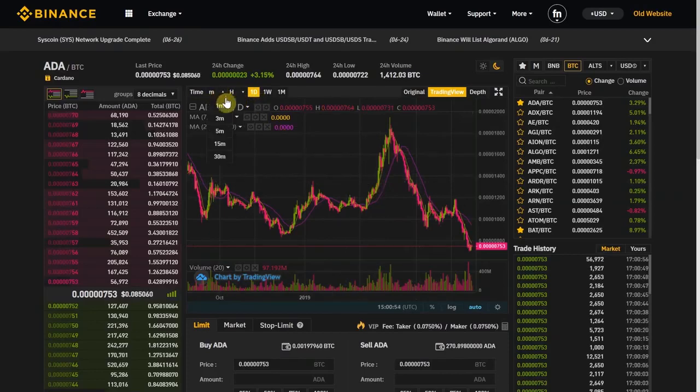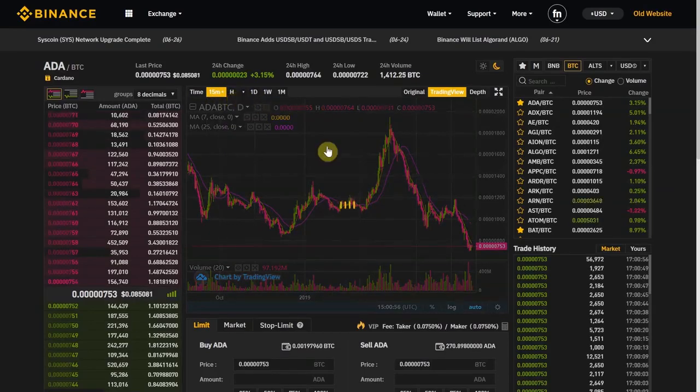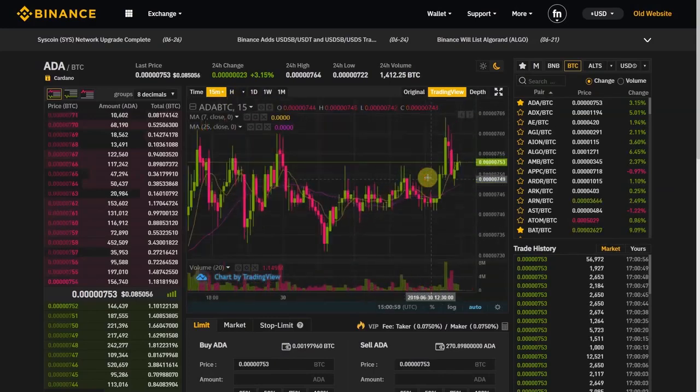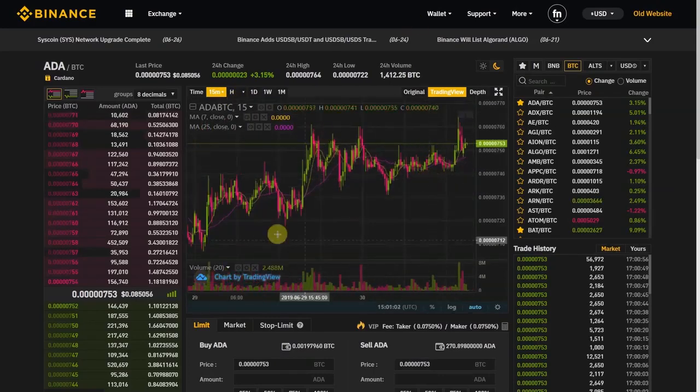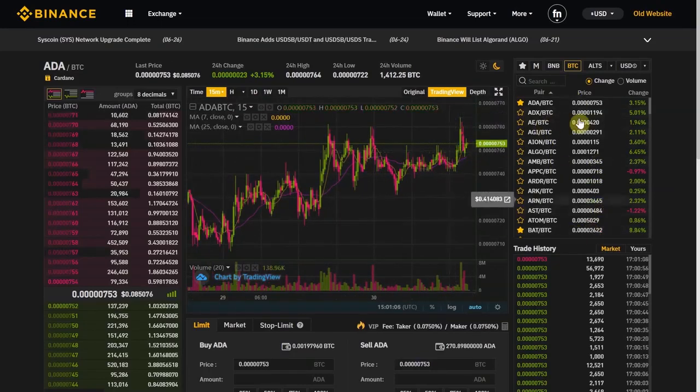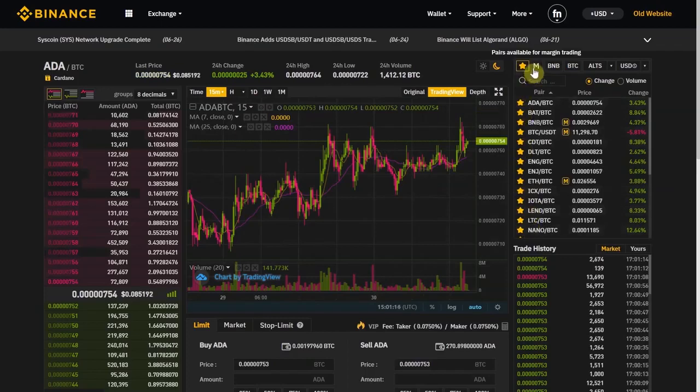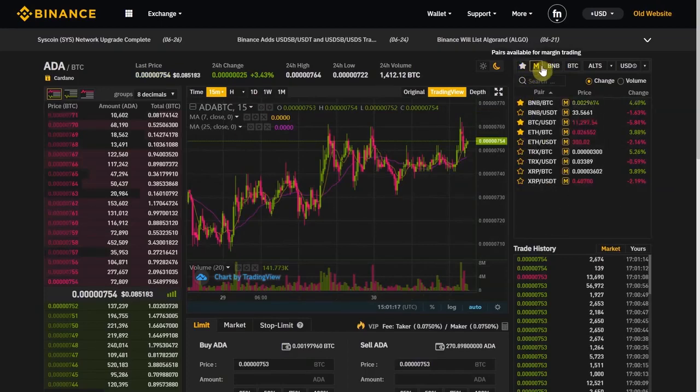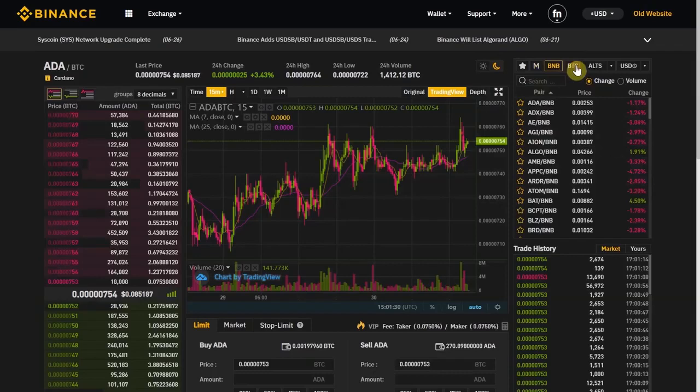You have the time frame selection, and it works really well inside the Binance website. Over here you have the pairs, the coins that you may buy or sell. You have a filter for your favorites. This is one of the new things they're developing, the margin trading. I haven't seen this before, but apparently you can use margin to trade all these pairs. That's nice to know. I don't use margin at all.